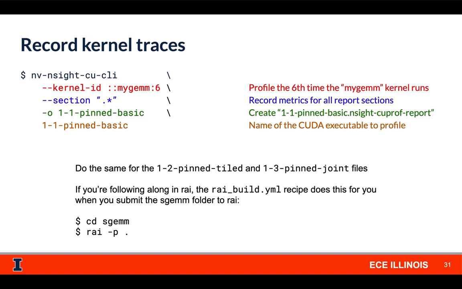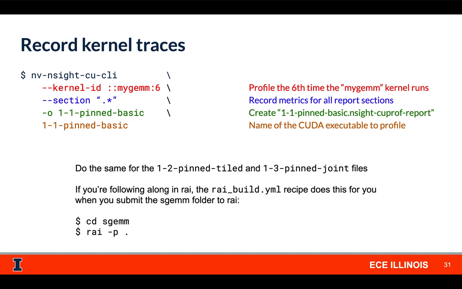So in Rye, we will record all of this for you. If you'd like to record it on a different system, you can look at the command in the Rye build file, but basically we're going to tell Nsight which kernel we want to profile. In this case, we're profiling this MyGEMM kernel, but we're only going to profile the 6th time the kernel executes. If you recall our process for figuring out the speed of the kernels, we had 5 warm-up runs and 5 measured runs. And so this will be the first non-warm-up run that we're profiling.